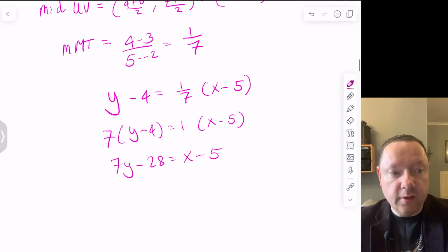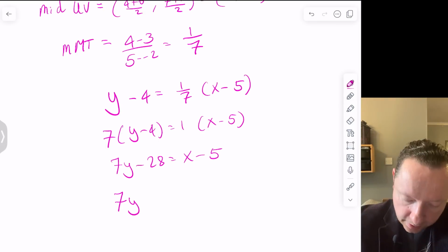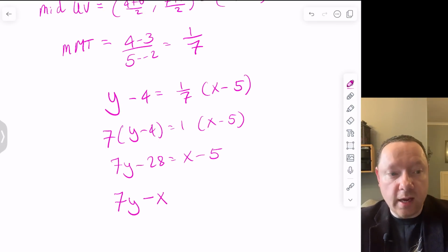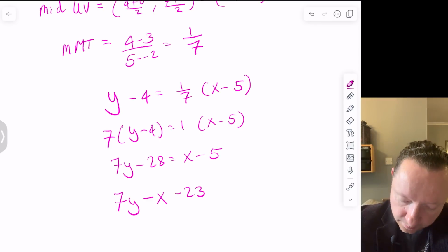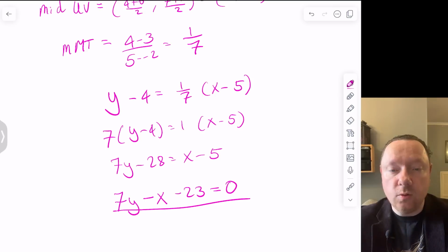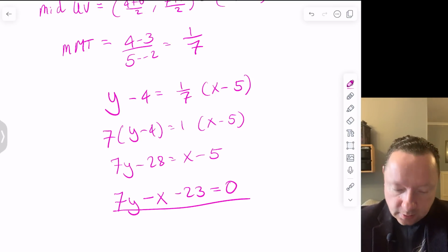So that's 7y, 7 4s are 28, equals x minus 5. A few ways you can leave this, but I'll just leave it equal to 0. So I've got 7y, I take the x across to get minus x, and then I take the minus 5, so it's plus 5, so that gives me minus 23, and that equals 0. And we're done there. Now you can also leave it as 7y minus x equals 23, or y equals, and just divide through by 7, but I wouldn't bother in this case.